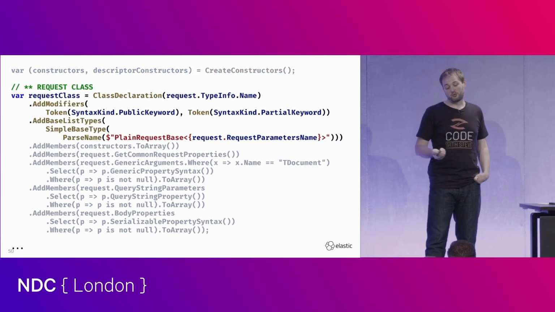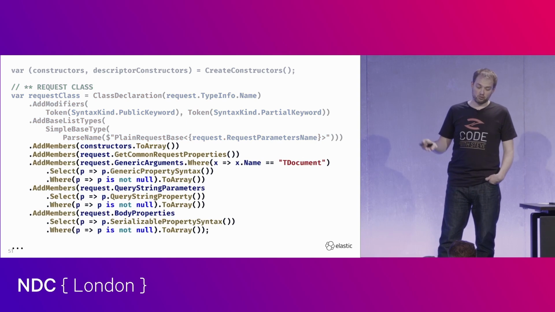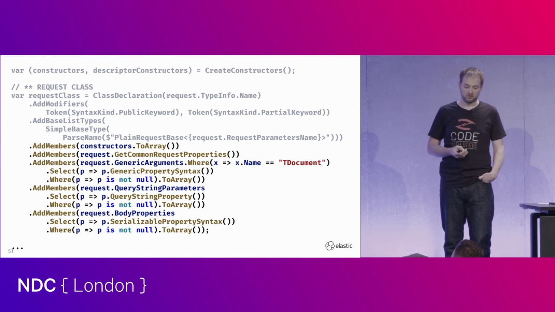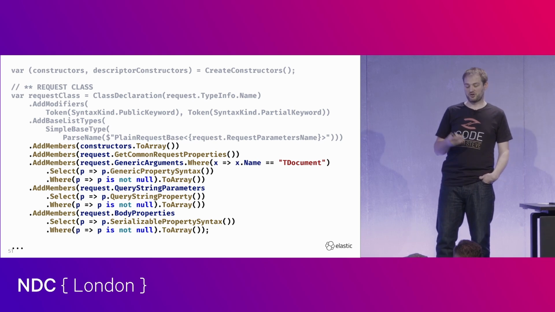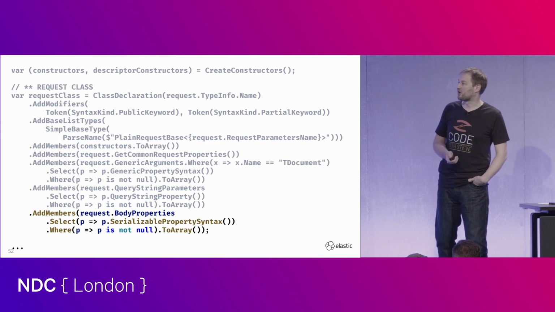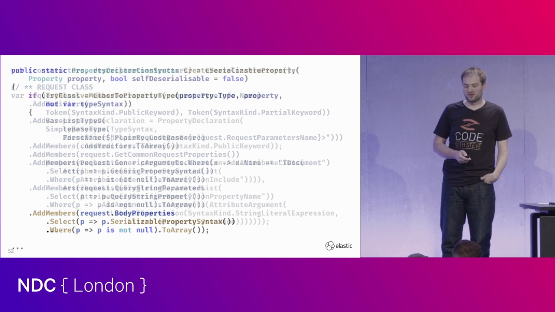And then ultimately, we're generating, again, another class declaration for the request class. We add all of our various members, the constructors, some common properties, a property that maps to the generic argument, query string parameters, and then the body properties. And so body properties here is using essentially my own SyntaxFactory, which helps me create this serializable property syntax.